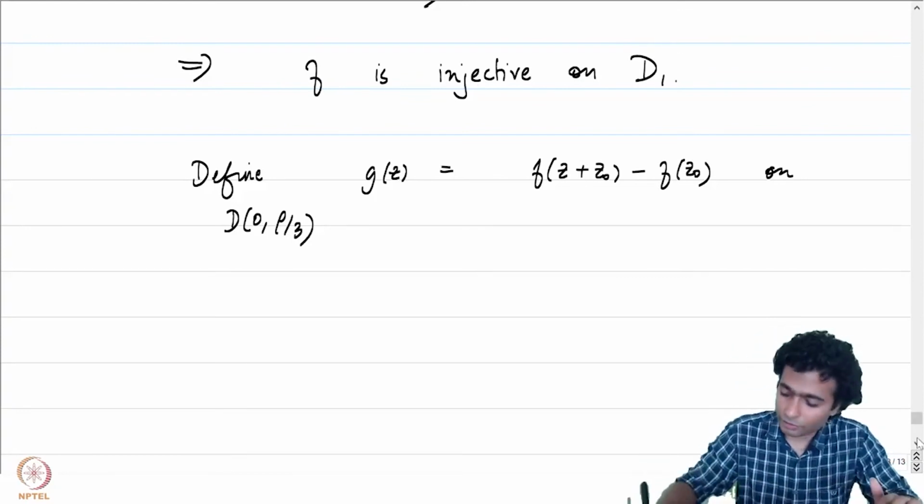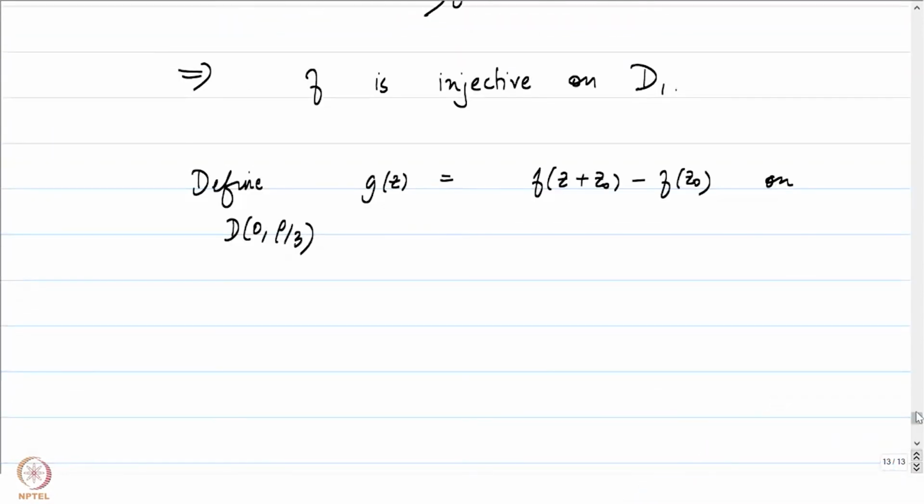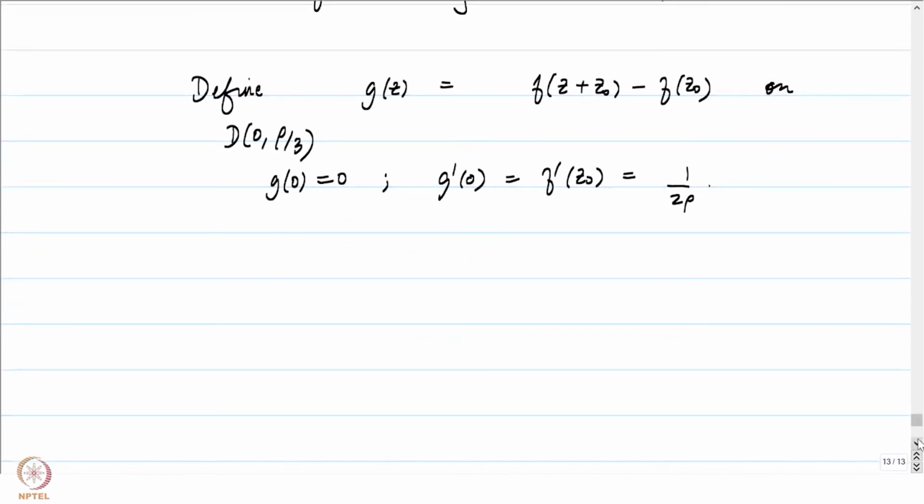And the first observation would be the following. Let's now make a few observations about g. g of 0 is equal to 0. g prime at 0 is the same as f prime at z0, which is equal to 1 by 2 rho. You should go up and check that the z0 was picked very crucially in this manner. And moreover, what do we know about the absolute value of g of z for z in d0 rho by 3?